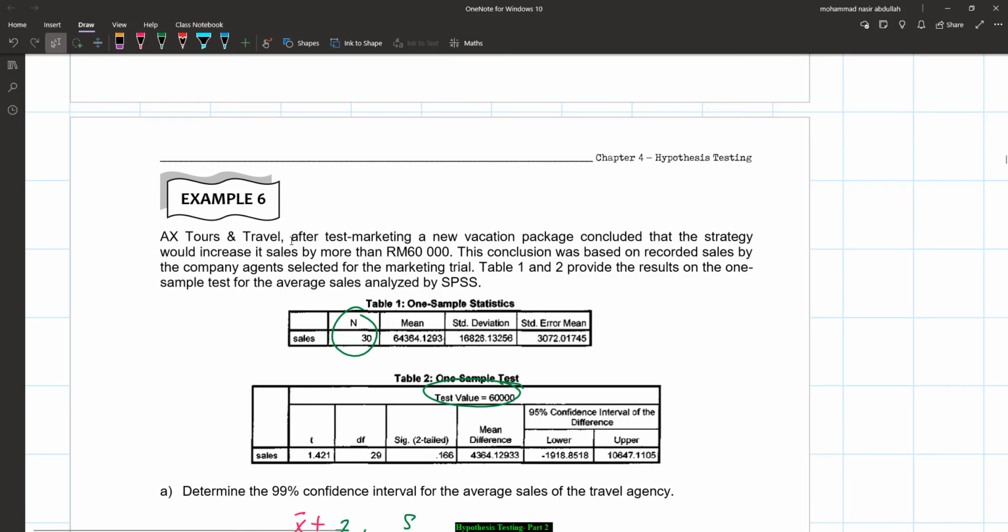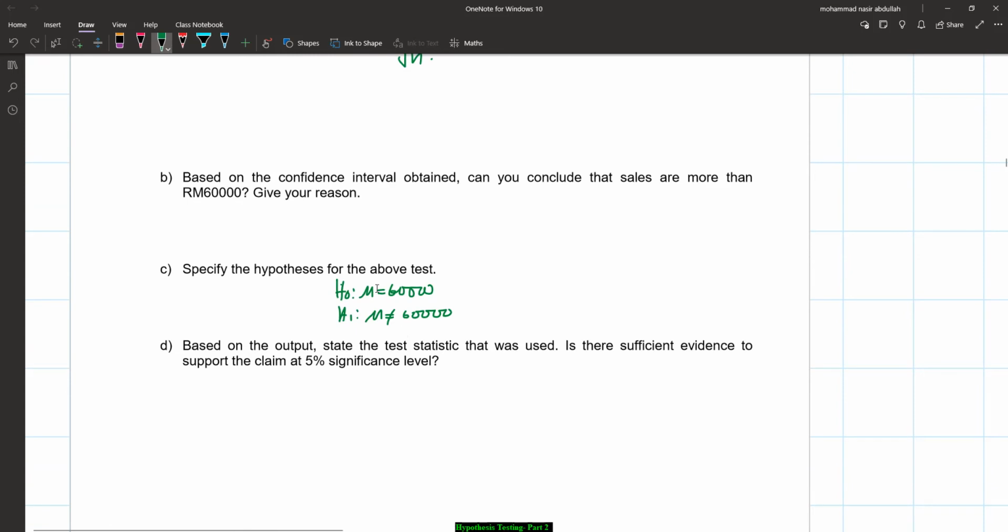So it says here, AX Tour and Travel, after test marketing a new vacation package, concluded that the strategy would increase its sales to more than 60,000. Here it has told us clearly, more than 60,000. So provide a one-sample t-test. This one cannot be not equal. It should be more than 60,000, unless they clearly explain otherwise in the statement. So this is a one-sided test.